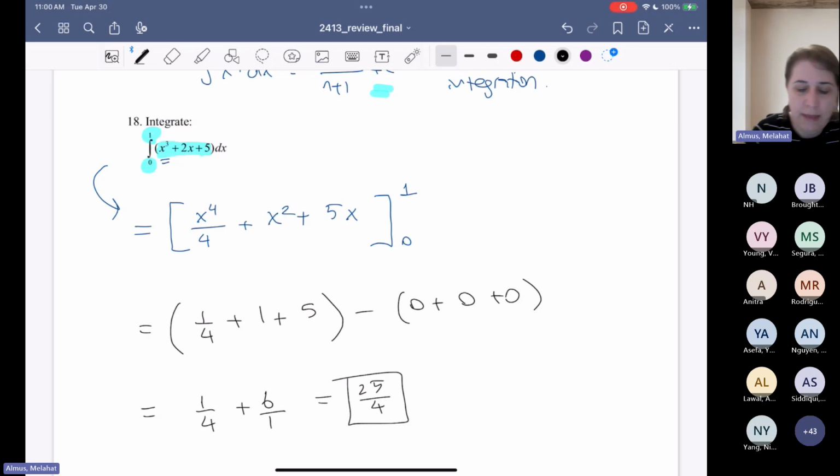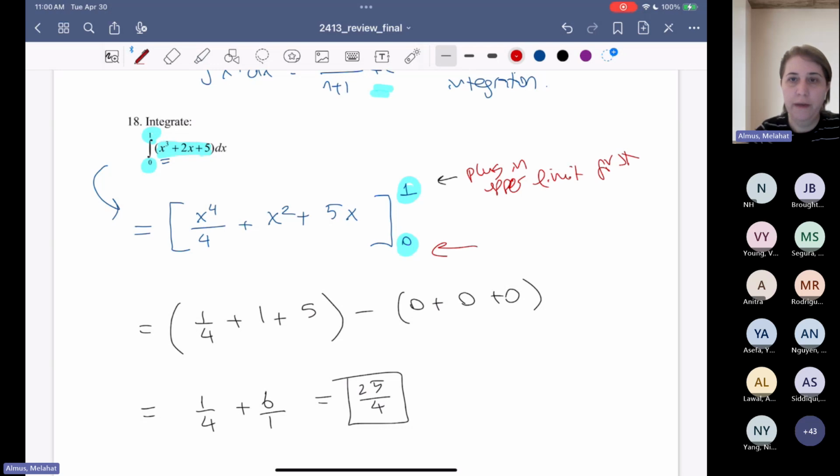Power rule, and then plug in the upper limit first. And then minus plug in the lower limit. That's all. It's f of 1 minus f of 0.